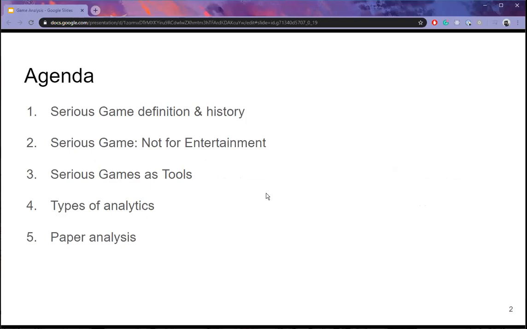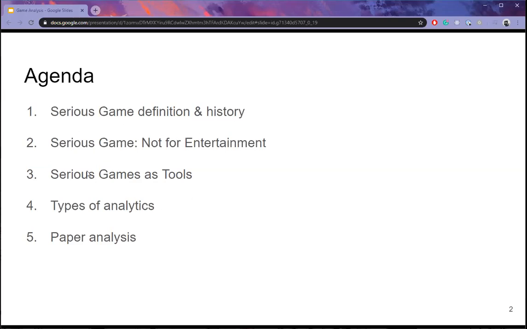Secondly, we're going to talk about different types of games, in order for you to not confuse it with serious game. And we're going to talk about serious game at tools, which we will go deeper into point two here.